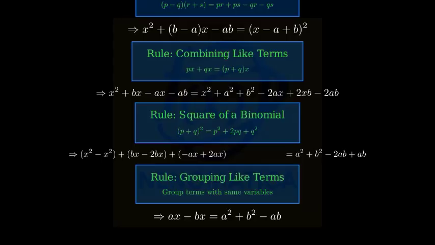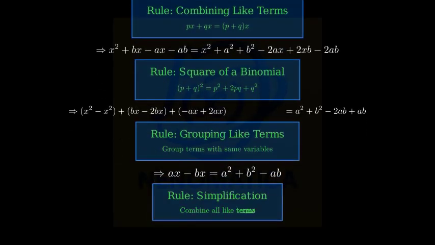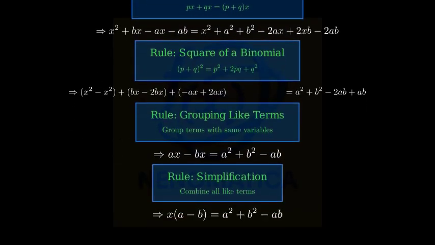Now we simplify the left side by combining like terms. The terms with x squared cancel out. For the terms with x, we have bx minus 2bx, which gives us negative bx. We also have negative ax plus 2ax, which gives us positive ax. And for the constant terms, we have negative ab plus 2ab, which gives us positive ab. So, the left side simplifies to ax minus bx.